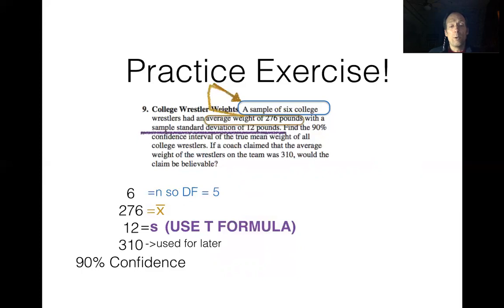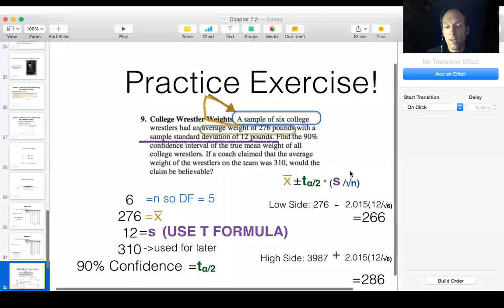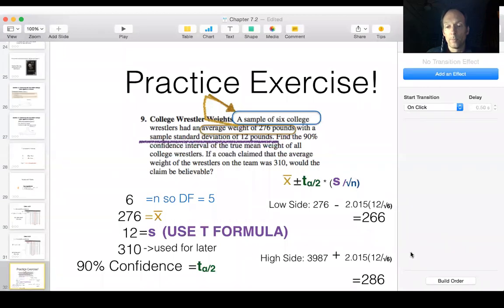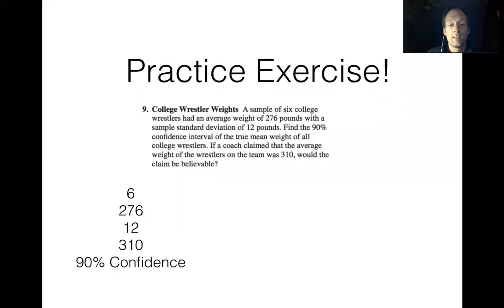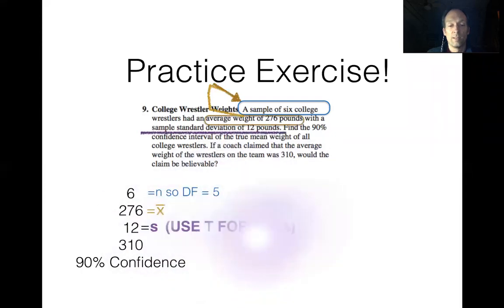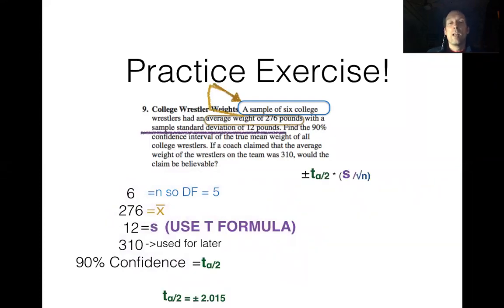90% confidence we need to obtain from our tables, and the value for that comes out to be 2.015. We've got everything we need now to roll out our formula, so I'm going to bring that up on the screen here, and I need to move some things out of the way. Okay, I'm going to go back into play mode. Okay, that's better. WebEx controls were covering up some of the things I needed to read.